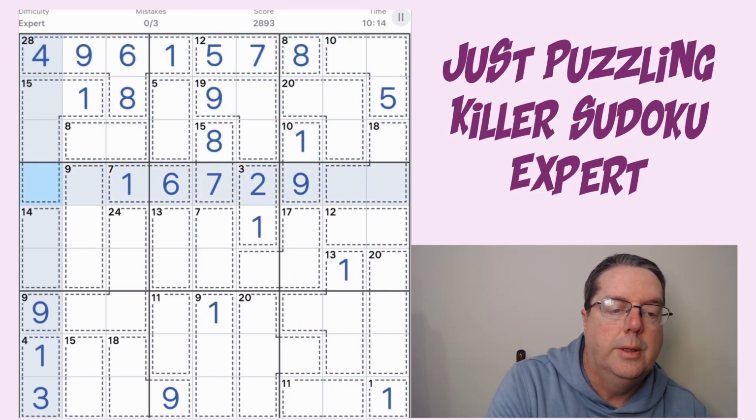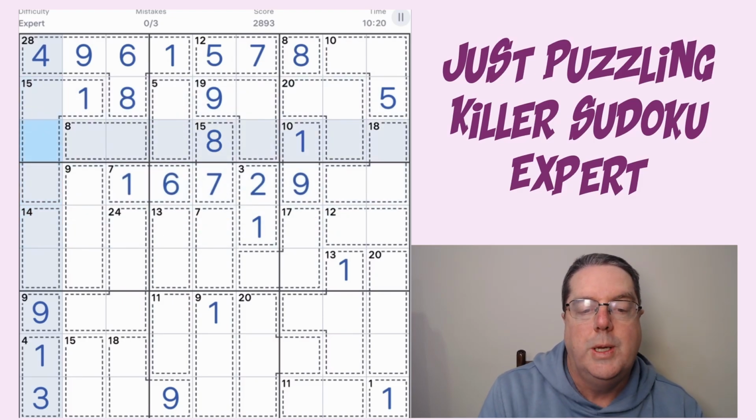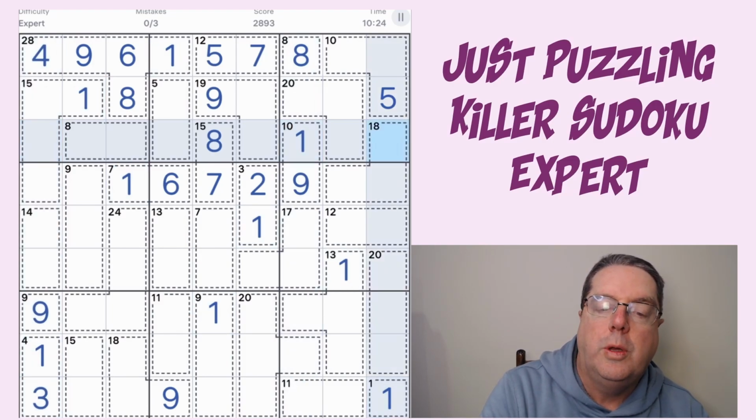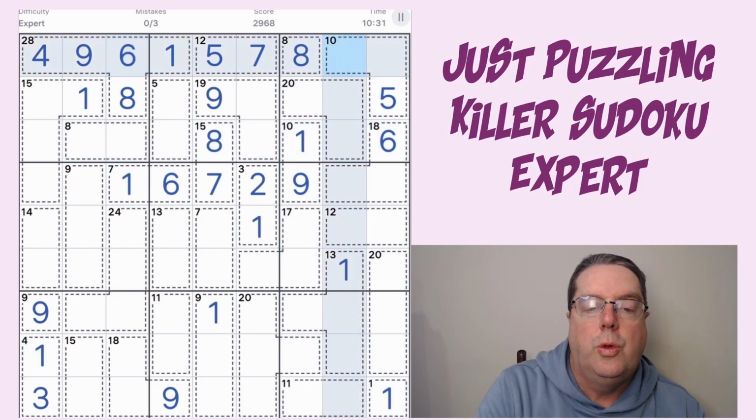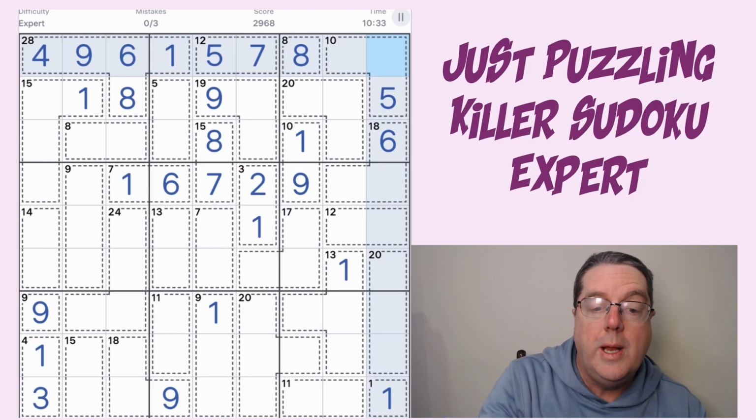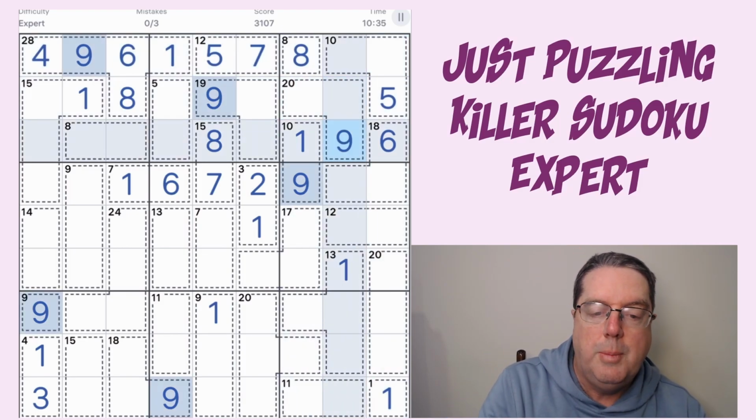6, 7. So 7 is one of these two, but I don't know which. What I do know is, remember I told you this was 7? If that's a 1, that's a 6. 2, 3. So this is 9. So 9 there because of that 9 there.